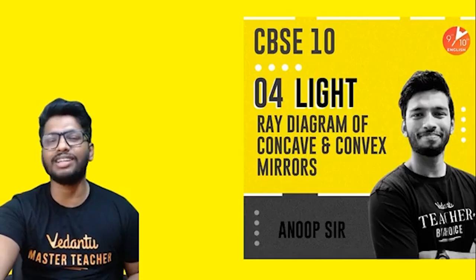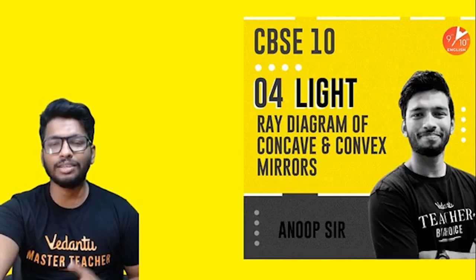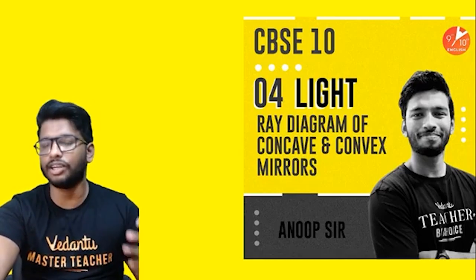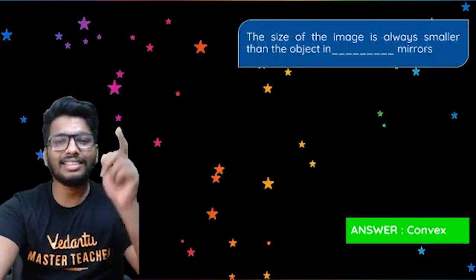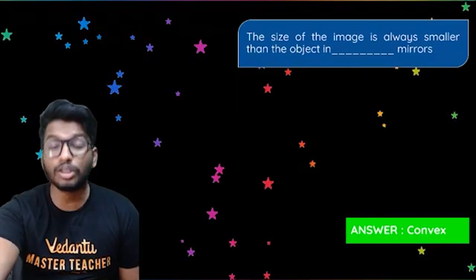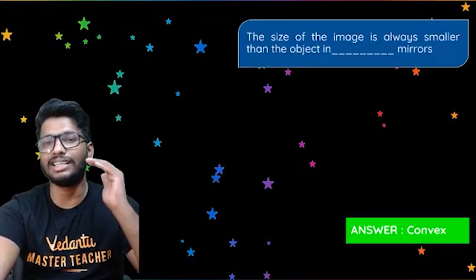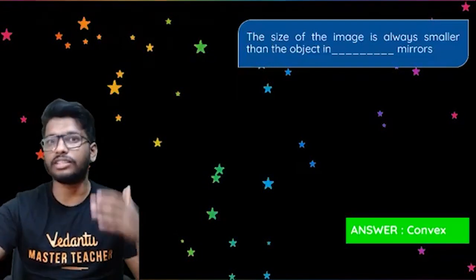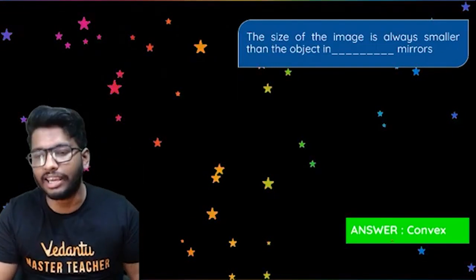So sign convention and magnification. But before that, guys, in the last session I had given you homework. This was the homework: the size of the image is always smaller than the size of the object in a dash mirror. Always. In which of them is it? It's going to be in a convex mirror.